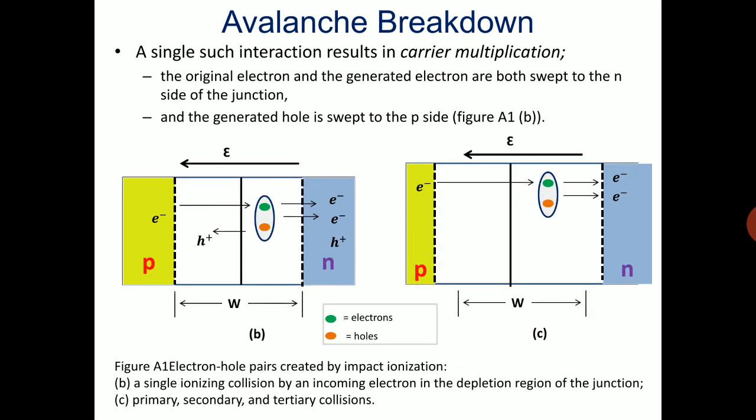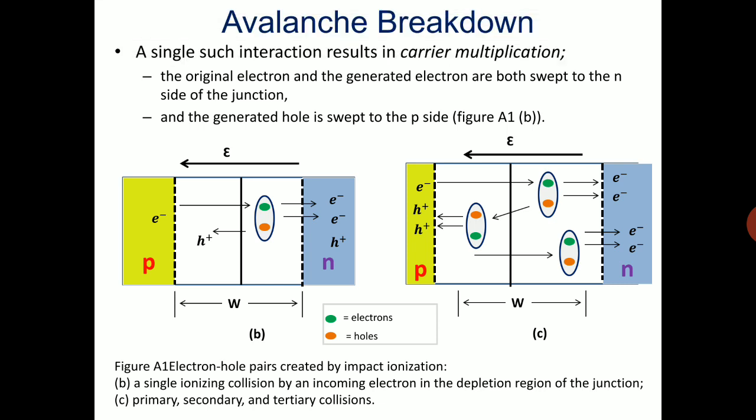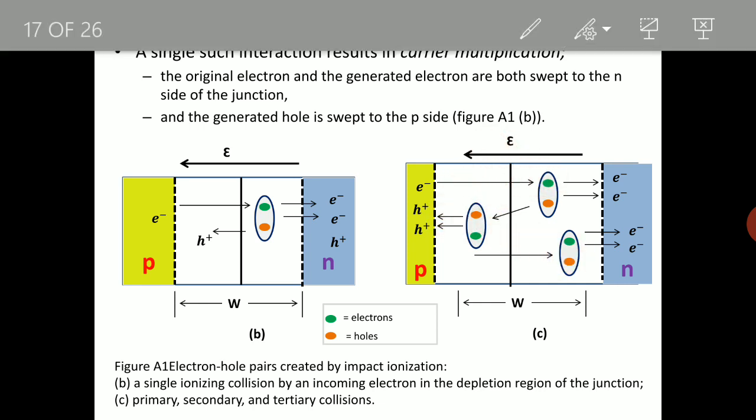What you saw earlier was the primary collision effect, and now you are seeing the secondary collision effect because of the hole. You can see the holes reaching the p side, and this electron, when it is traveling towards the n side, will again have a collision and lead to the generation of an electron hole pair. This is the tertiary collision. Now you can see the figures indicating the primary collision, the secondary collision, and the tertiary collisions.